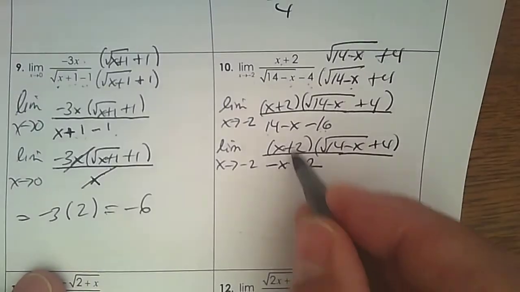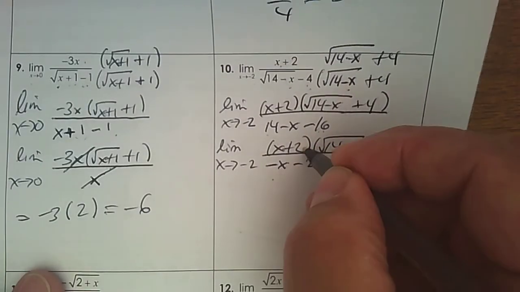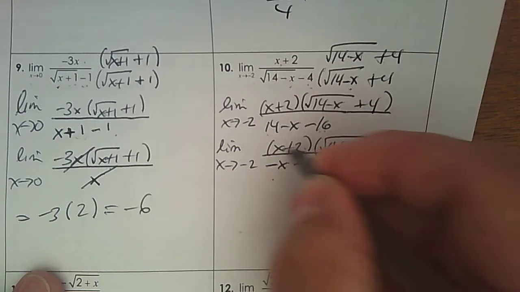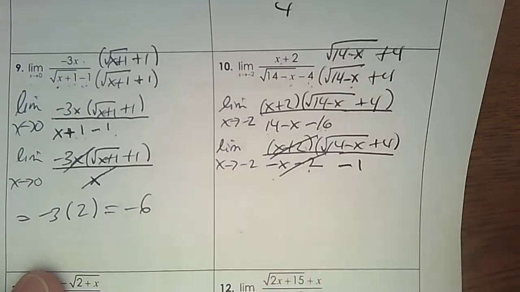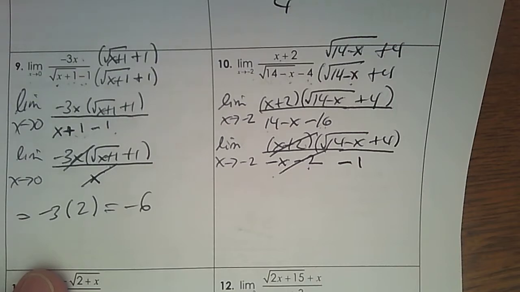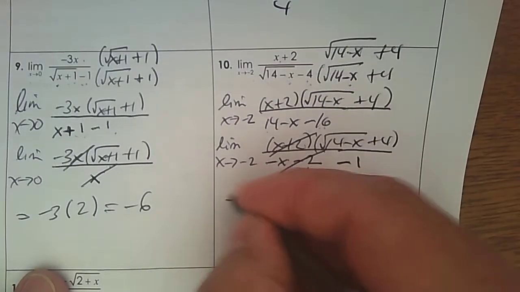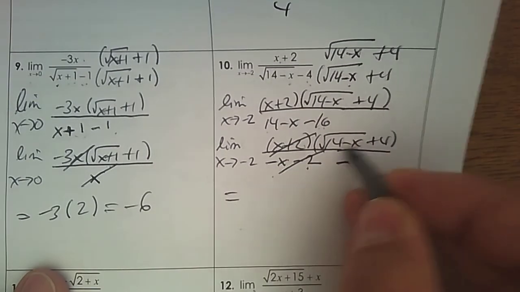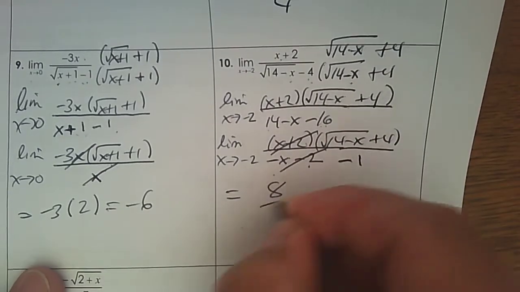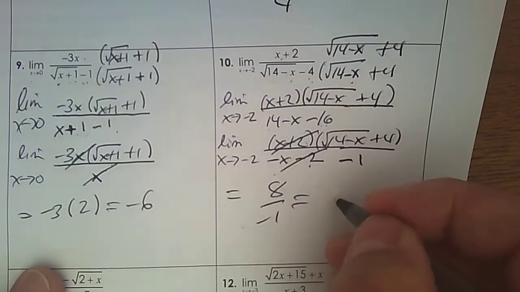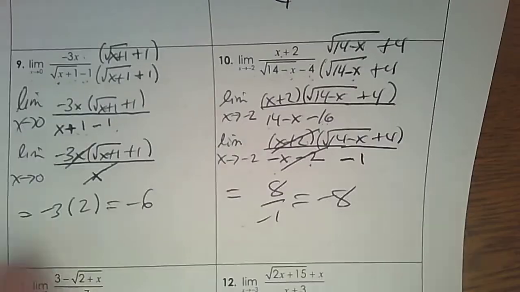So notice that these are exact opposites. Instead of positive x, it's negative x. Instead of positive 2, it's negative 2. So when they divide out, they leave you with the number negative 1, not positive 1, when they're exact opposites. Now you can substitute in. So plug in. That's the square root of 16 plus 4. That's 8 divided by negative 1. And that answer is just negative 8.